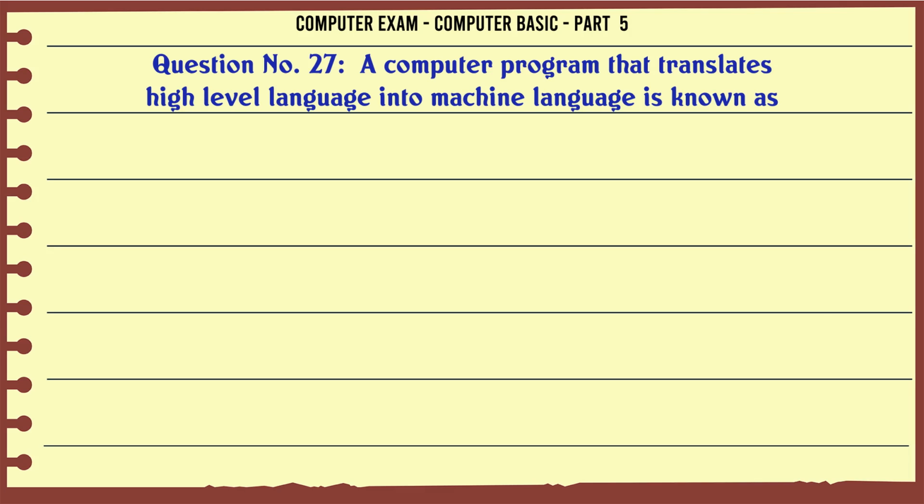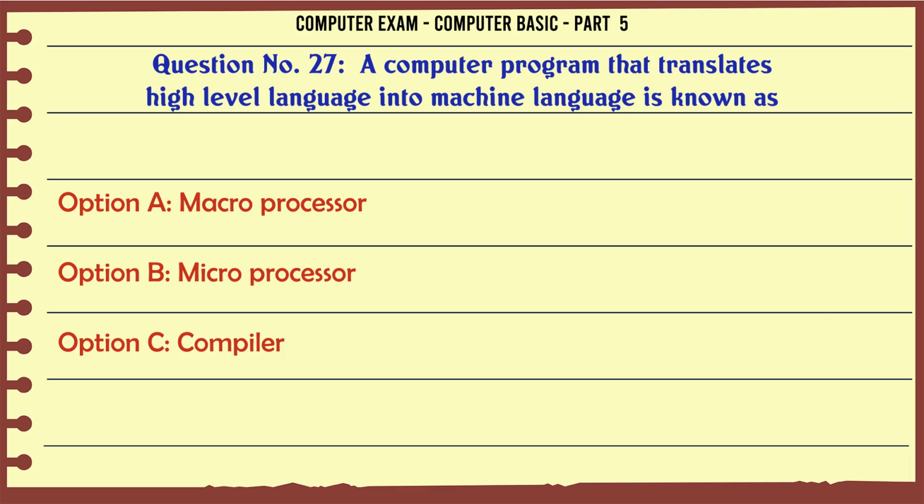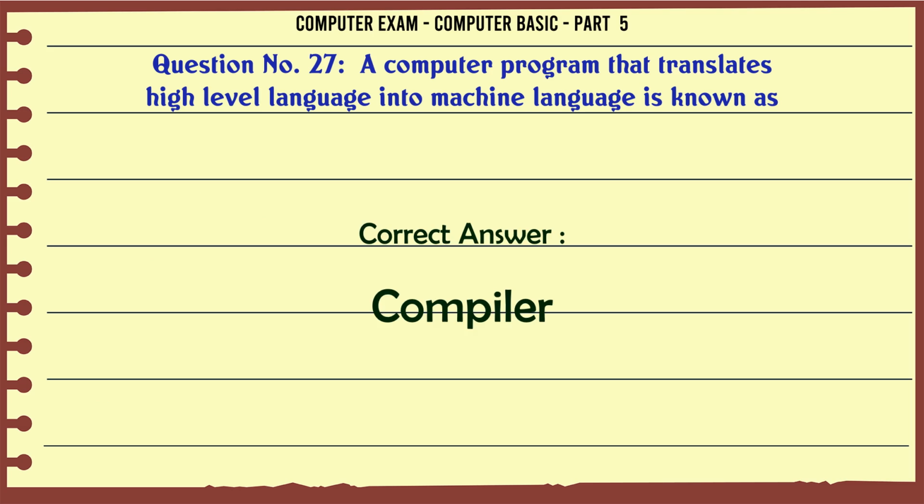A computer program that translates high-level language into machine language is known as A. Macroprocessor. B. Microprocessor. C. Compiler. D. Assembler. The correct answer is compiler.